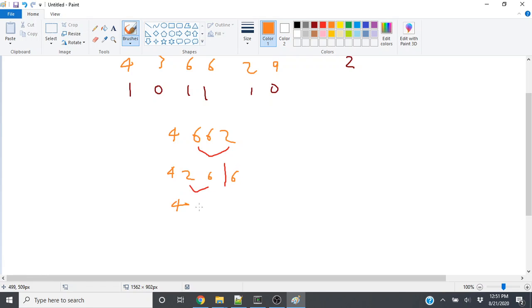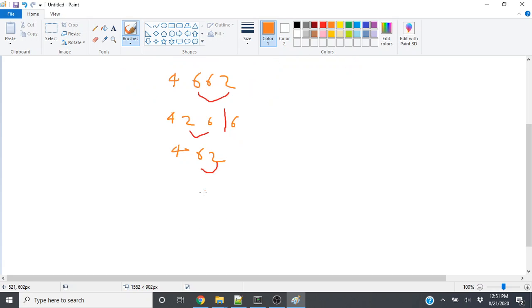So we have 4, 6, and 2. Now we swap 2 with the biggest element, and that would be 6. So we make this swap again, kind of redundant, but it doesn't matter. We have 4, 2, 6. Now we know that the last 2 elements are sorted.